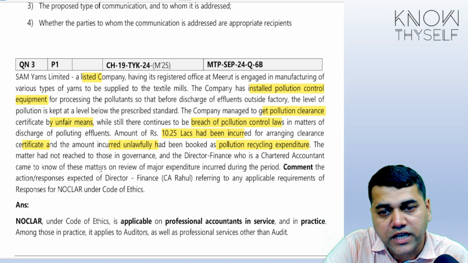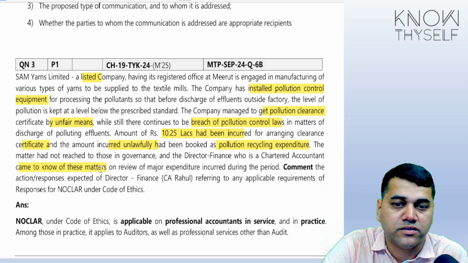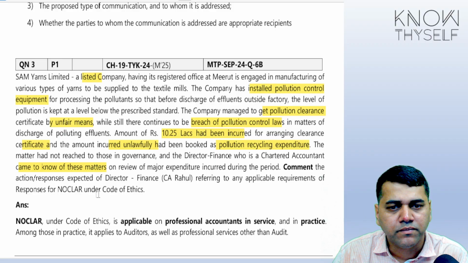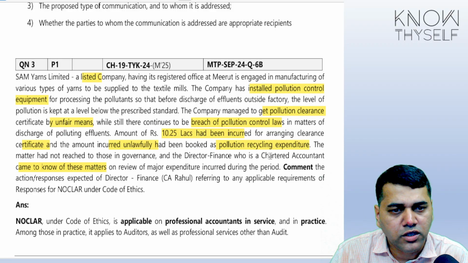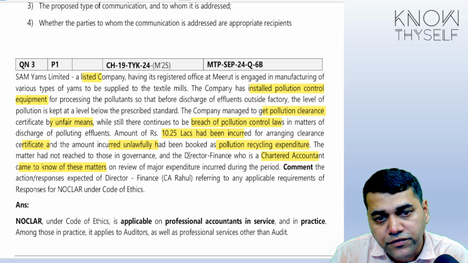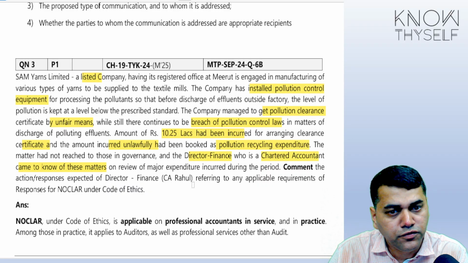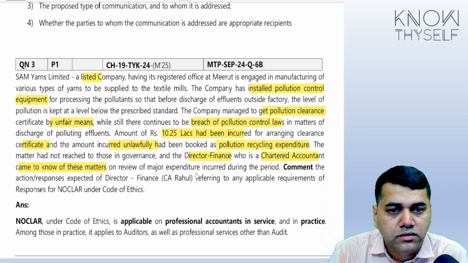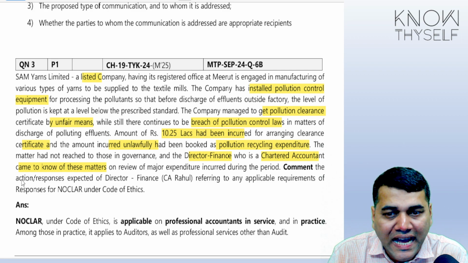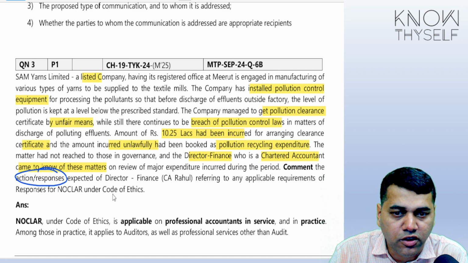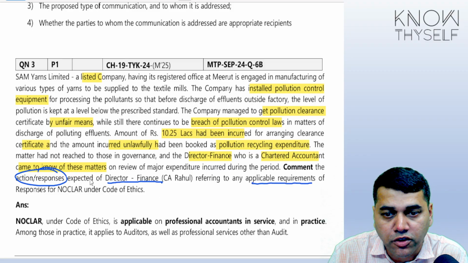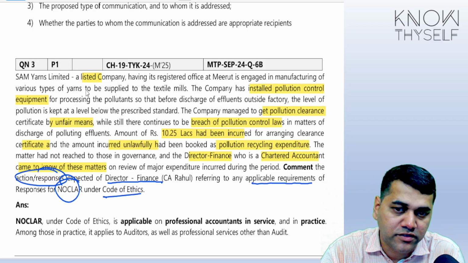The Director of Finance, who is a chartered accountant, came to know about these matters because somebody from the maintenance department must have done all these things. God knows why. So now he is a chartered accountant who is a finance director. So he is a senior level employee. Now comment on the actions or the responses of this director of finance, referring to the applicable requirements of NOCLAR under the Code of Ethics. Did you see, students?